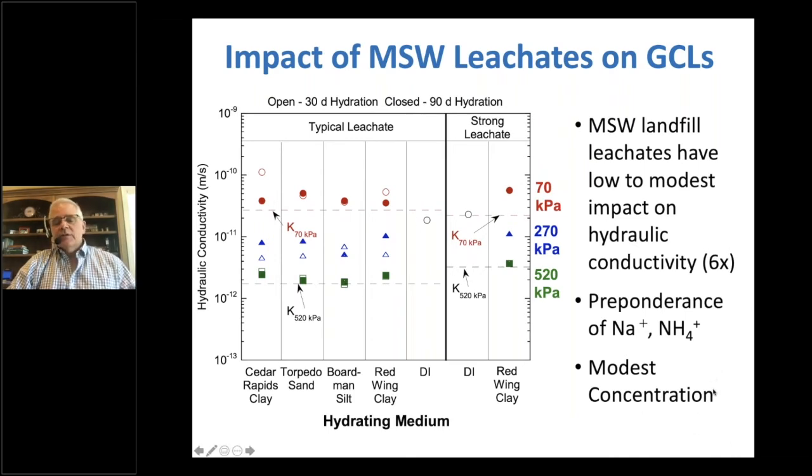So concentrations tend to be modest. The valence tends to be monovalent. That's a very favorable setting. And if we look at, for example, these different experiments here, you can see under a broad range of stresses, we got very, very low hydraulic conductivities, the municipal solid waste leachates with GCLs. And this is one of the reasons why GCLs have been so successful in MSW landfills. They just work with MSW leachates really, really well.